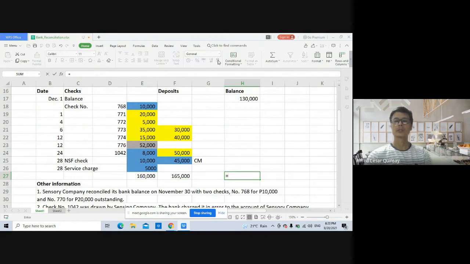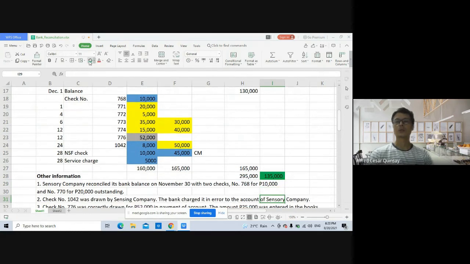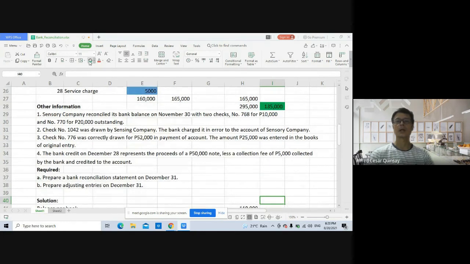So let's take this up. So this is an addition. That's why 130 plus 165 would be 295. So that 295, ibabawas pa natin dyan yung 160, yung total debits by the bank to the company's account. So that is 135,000. That's why the same balance of 135,000.